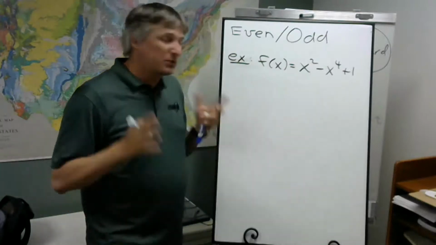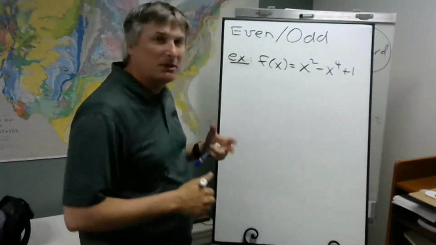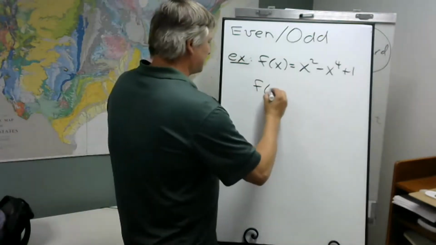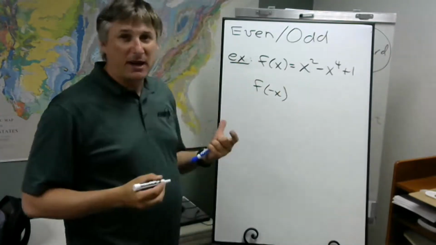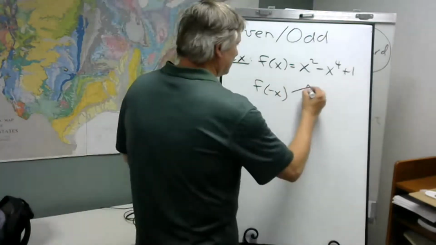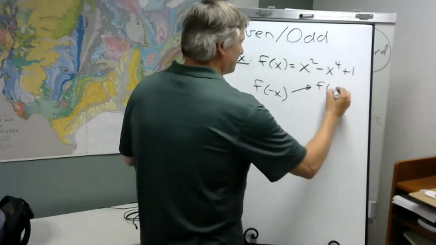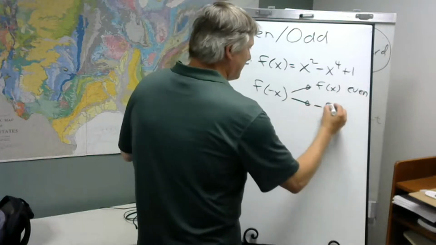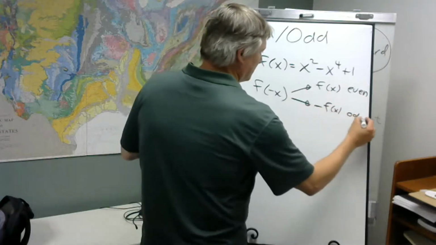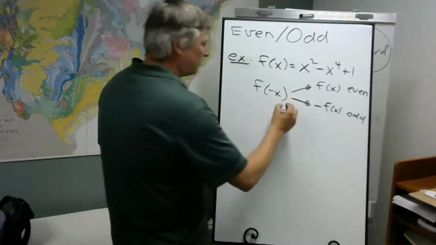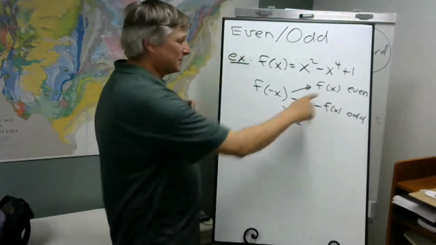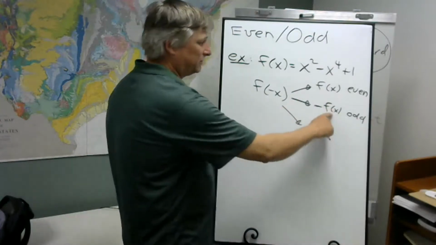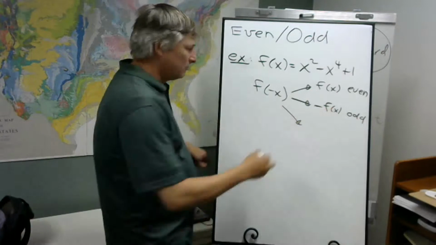When we test for even and odd, we're just going to do one thing. It's not like the symmetry test we just did. For even and odd, each time we insert a negative x, and we're going to look for an outcome of either f of x, which is even, or negative f of x, which is odd, or we might get something else that's not this. We don't get the original function back, nor do we get the original function just multiplied by -1. We might get neither.